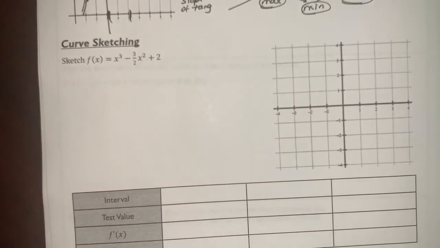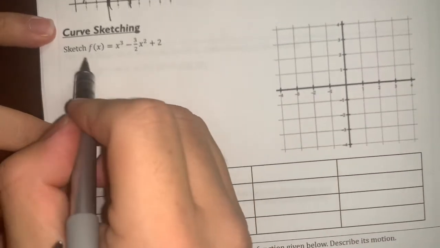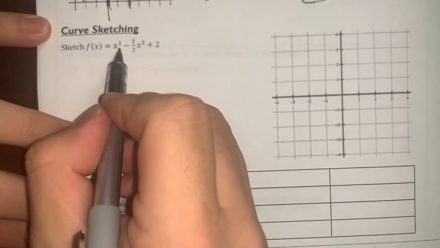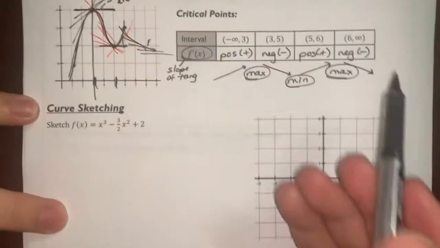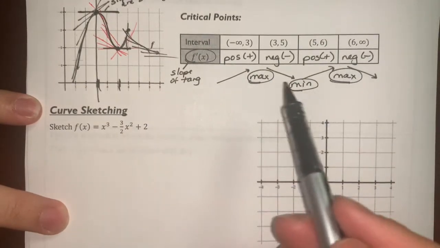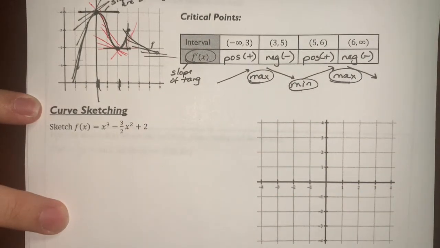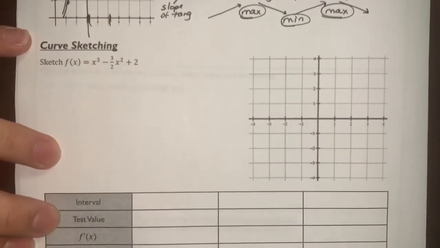So as far as curve sketching is concerned, they say sketch the function f of x is equal to x cubed minus 3/2 x squared plus 2. You notice we don't have a graph. Based off of our knowledge of increasing and decreasing intervals and maximums and minimums, we're going to see what we can do to sketch this graph as best as we can.